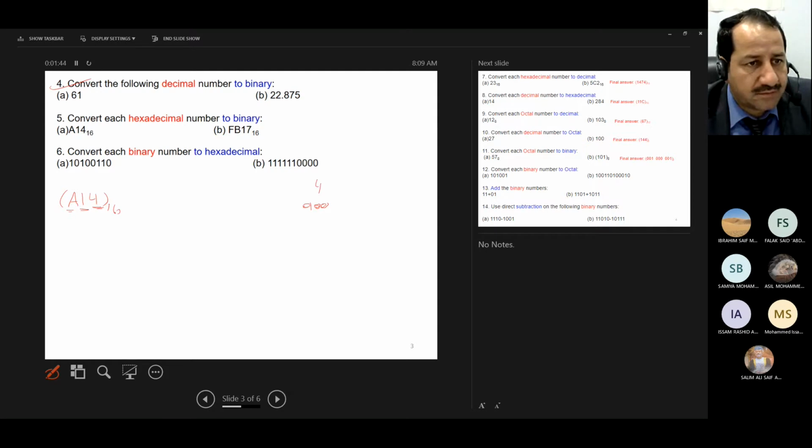So this is 4. The second number is 1, so I represent it by 0 0 0 1. And A is 10, in hexa A is 10. So I will represent it by 1 0 1 0. Just let me check: this is 2 plus 8, 10. So this is A. So the new number will be 1 0 1 0 0 0 0 1 0 1 0 0, and here is the binary.